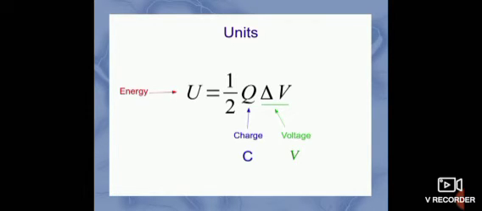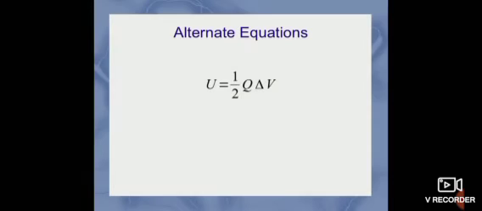Substitute the value of Q as C into V. Then the value becomes CV squared. So, the value of energy is equal to CV squared into half. This is half CV squared. The unit of energy is joule.